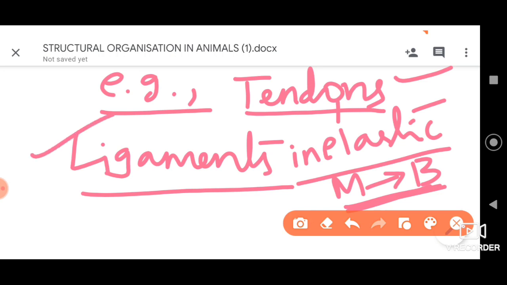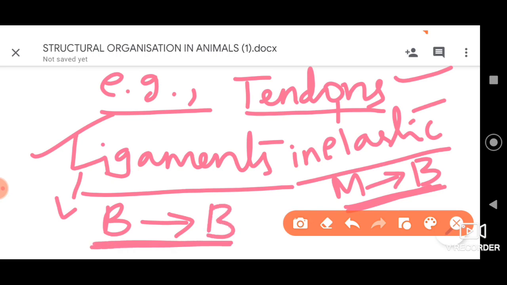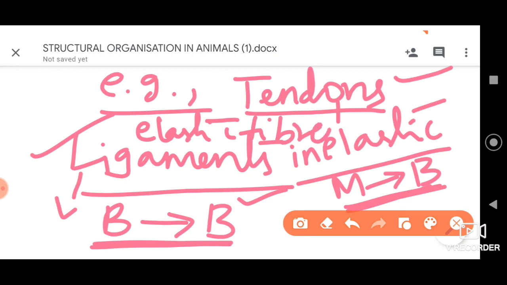Okay, the second type of dense regular connective tissue we have is ligaments. See, these ligaments are the structures which connect bone to bone. That's why they are called connective tissues. They are dense regular connective tissues which connect bone to bone. And let me tell you, these ligaments are made up of elastic fibers. They provide very high elasticity, and they have very few collagen fibers.